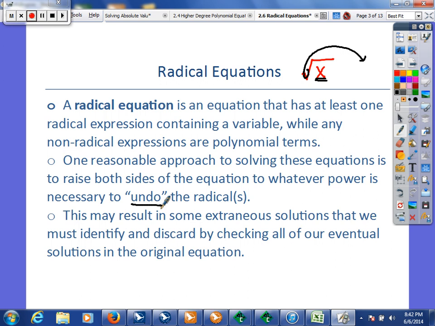Now, one thing you want to keep track of, as we've talked about before with things like absolute values, is the possibility of extraneous solutions, which means that you've done everything right, you get an answer, it just doesn't work when you plug it back in. So you don't have much of a choice here. You have to check your answers just to make sure you don't have an extraneous solution.